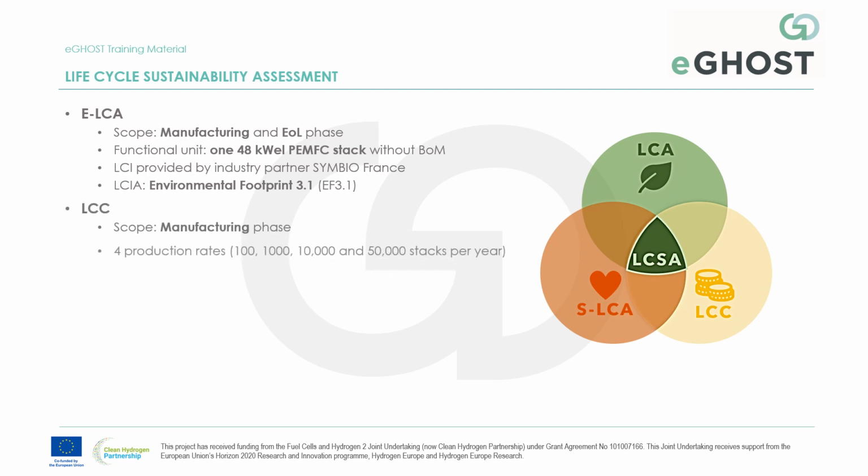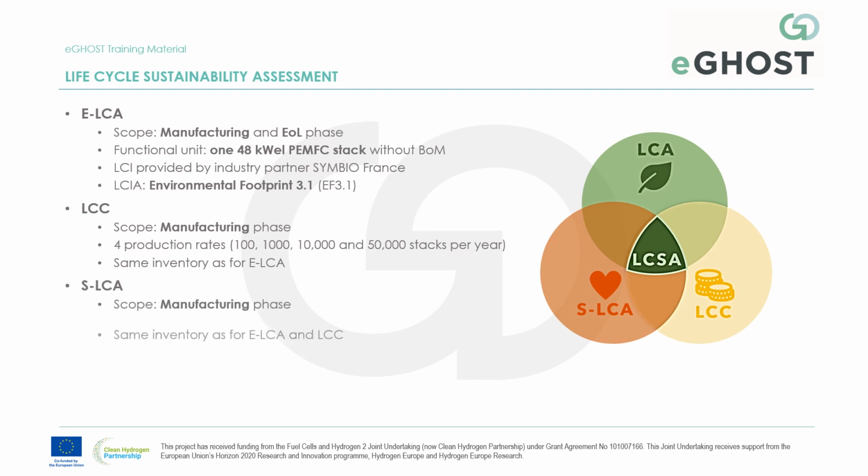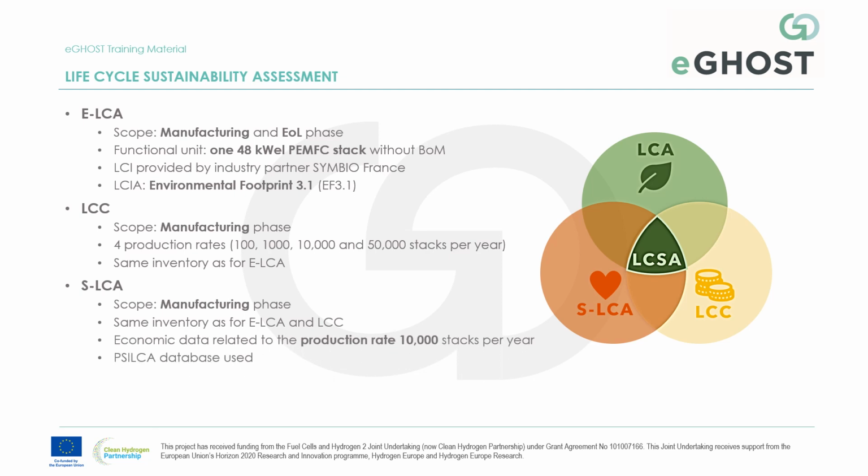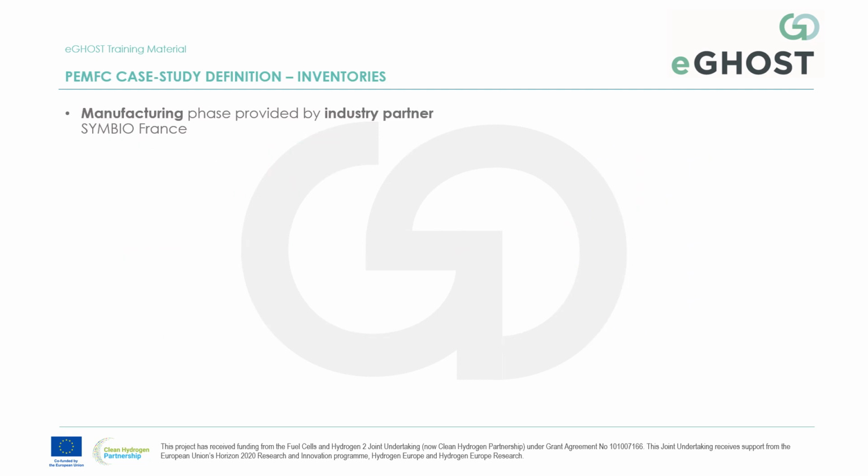For the life cycle costing, the scope was just the manufacturing phase. We evaluated 4 production rates: 100, 1000, 10,000 and 50,000 stacks per year, and we used the same inventory as for the environmental life cycle assessment. Social life cycle assessment, we use the same manufacturing. We use again just the manufacturing phase. Inventories was the same for the environmental and for the life cycle costing. The economic data. So the inventory for the life cycle costing was referring to the production rate 10,000 stacks per year, and we use the Psilka database for our calculation.